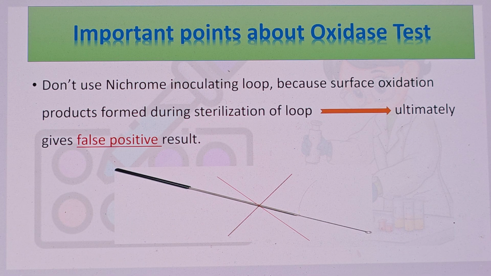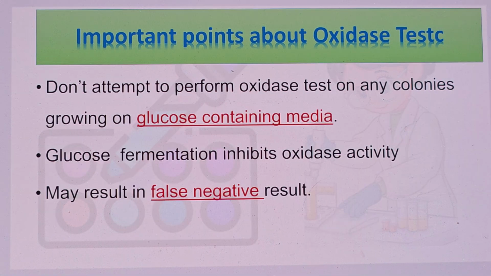Important points about oxidase test. Do not use nichrome wire loop because surface oxidation products formed during sterilization of loop ultimately gives false positive result. So always use wooden stick, plastic loop or platinum loop. Next, do not attempt to perform oxidase test on any colonies growing on glucose containing media. Glucose fermentation inhibits oxidase activity, which may result in false negative result.